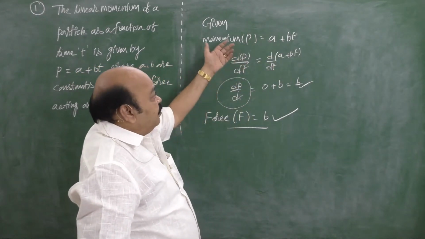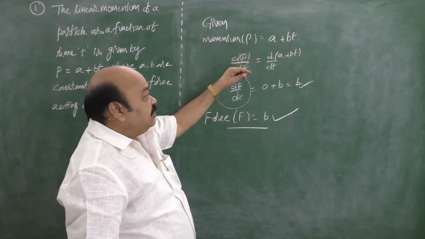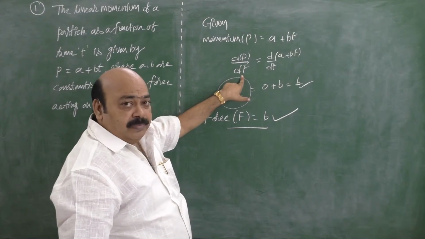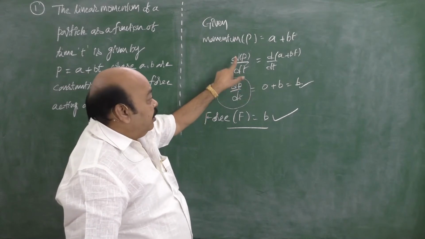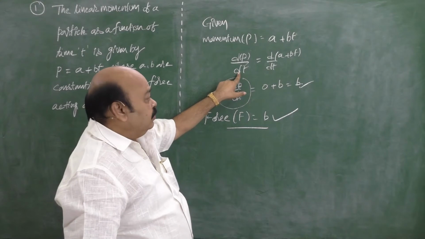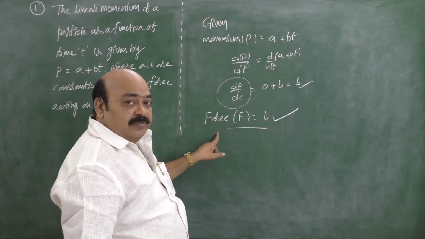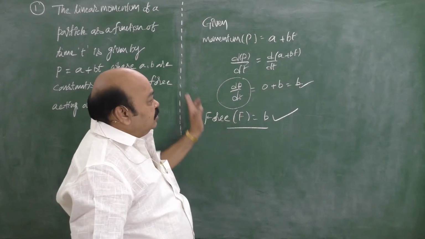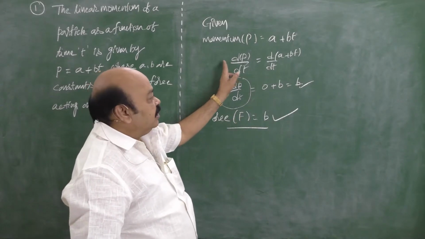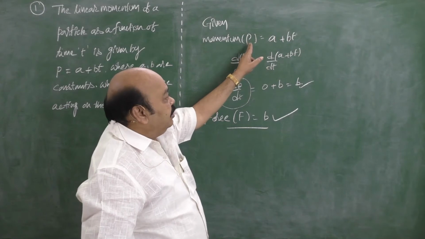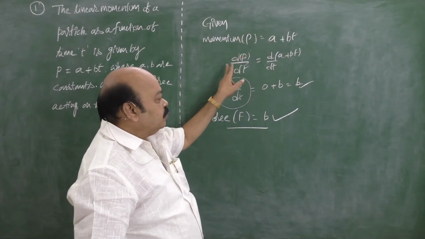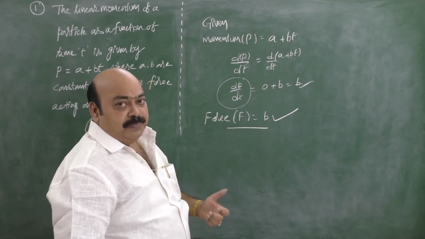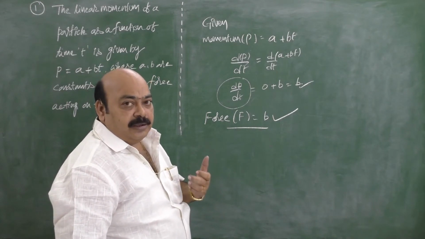I am doing the differentiation on either side. What is the differentiation of P? d by dt of P with respect to time. Why, sir? Rate of change of momentum is equal to force acting. That's why, what we are going to calculate is this force, and this force is equal to the rate of change of momentum. That's why I am differentiating the given expression of momentum with respect to time, hence the force acting is nothing but b. It's a simple but theory related problem.